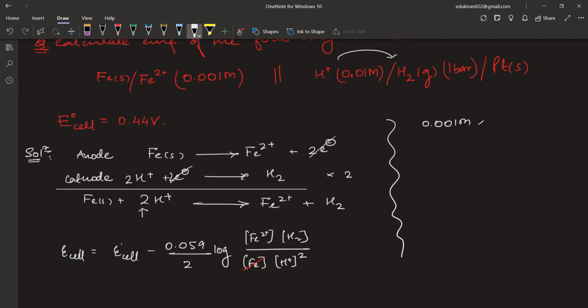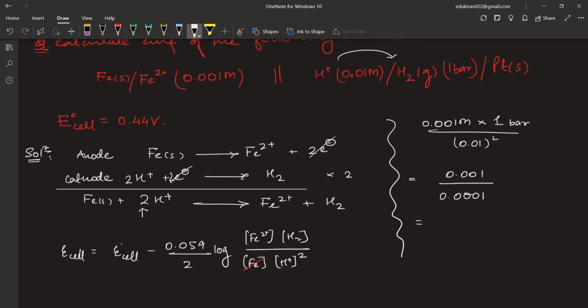0.001 molar. Then we have H2 gas as 1 bar, so we'll write just 1 bar like this. It will not make much difference. 0.001, yeah, 0.001. And furthermore, what do we have? We have the H plus, that is 0.1. So this H plus will be 0.01 squared. This will be equal to 0.001 divided by 0.0001, right?